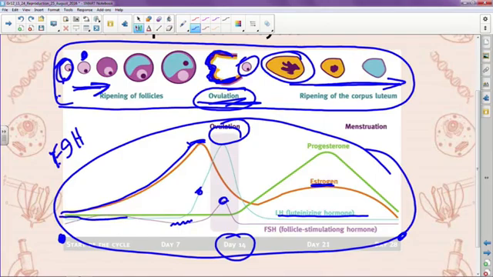What happens after the egg is released? Remember I said you get this thing called the corpus luteum, and what does it produce? It produces progesterone. Okay, so the progesterone increases, estrogen increases a little bit, but when progesterone gets to a certain time, it starts decreasing. Look, it's big, and it starts decreasing as it gets smaller and smaller. Okay, now, what does each thing do?